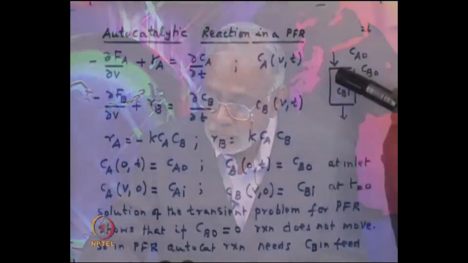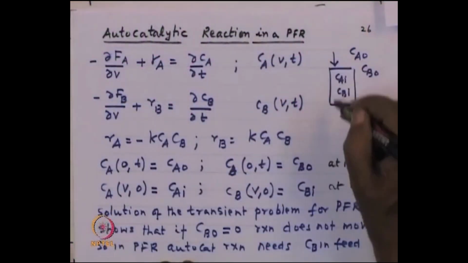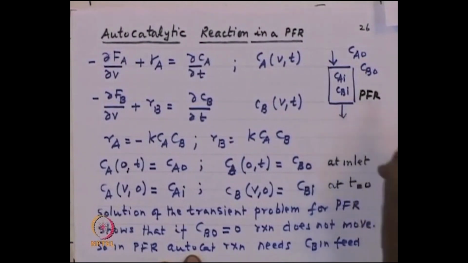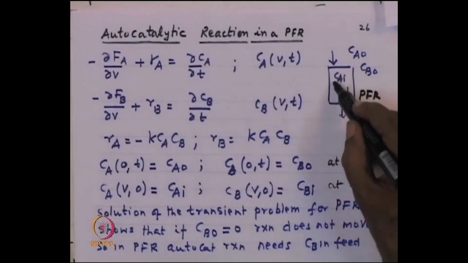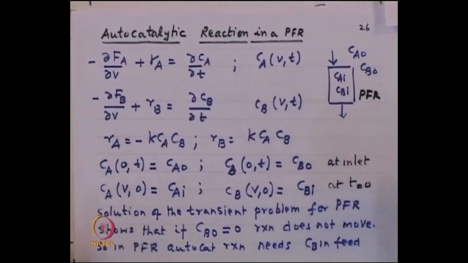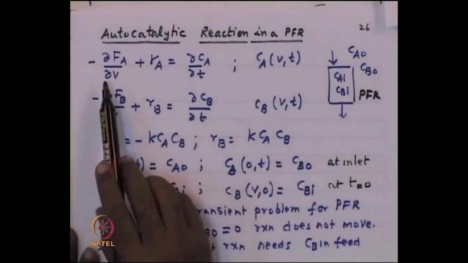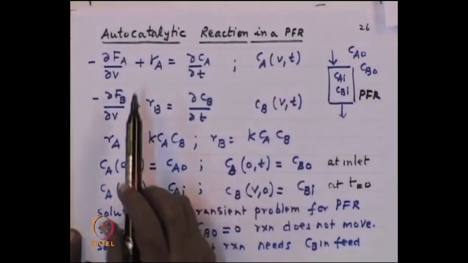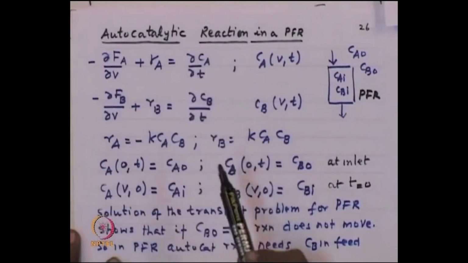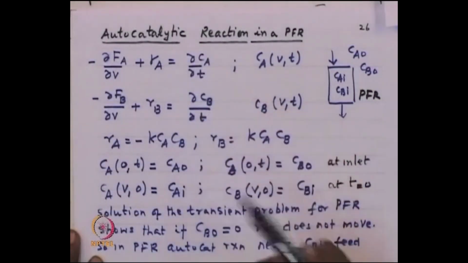Now, suppose we look at the other example, which is a PFR, for example. There is no recycle, where you have material coming in, material going out. It is a PFR, which means the recycle ratio is 0, and it has initially, let us say, a certain amount of CAI, a certain amount of CBI. Let us see what happens. I have just written the unsteady state equation for a PFR, where del F del V is the volume term, then the reaction rate, and then this is the accumulation term. I have written it for both component A and component B.